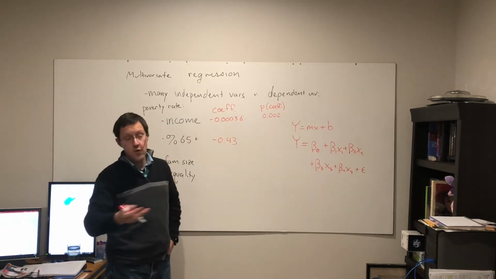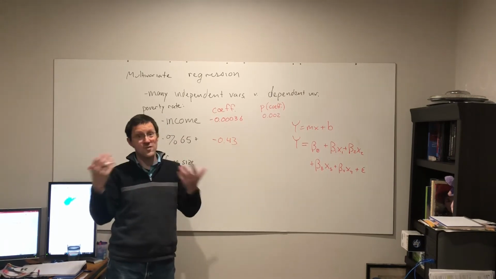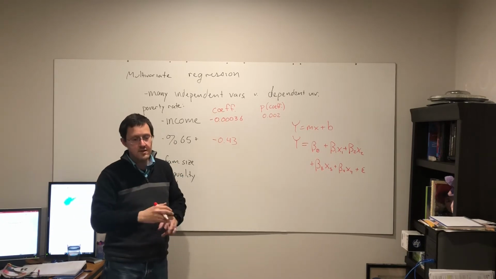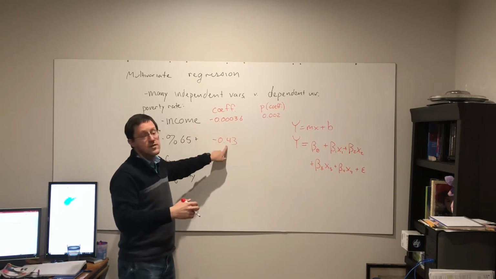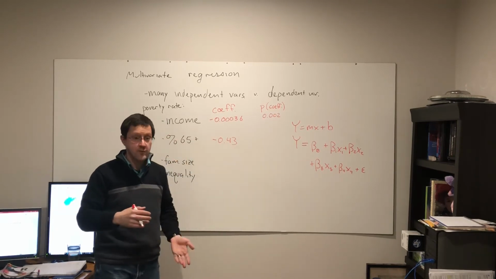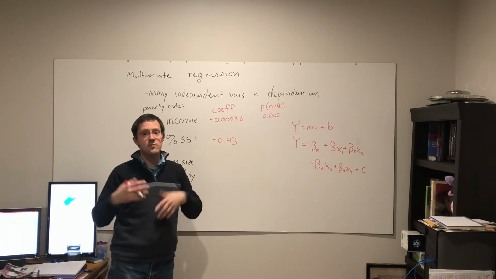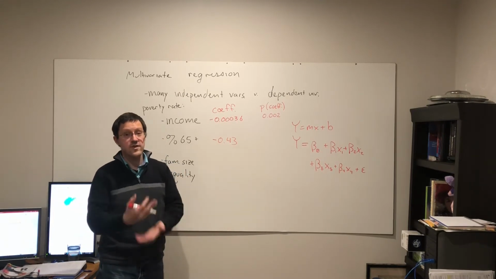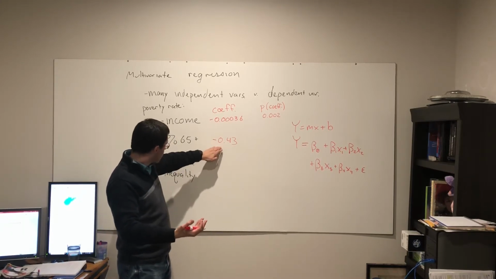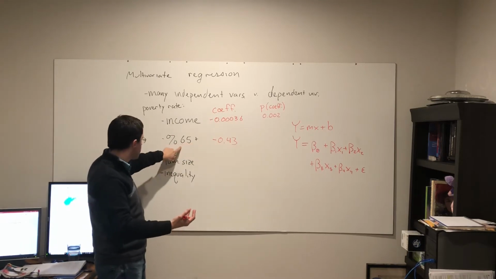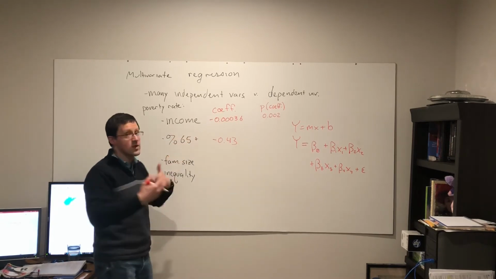The overall effect may be bigger, but because this is a percent, and poverty rate is the percent under the poverty line, if we increase the percent over 65 by 1, the poverty rate drops by 0.43%. Unlike here, we cannot increase the percent over 65 by 10,000 units. That's obviously very silly. We can't have 10,000%. So it's important to recognize these coefficients are in the units of that variable, which can change from one variable to another.